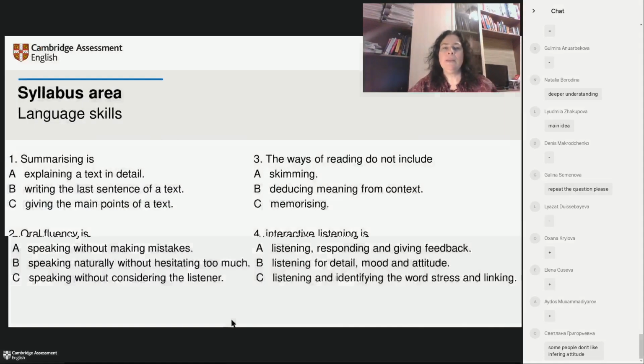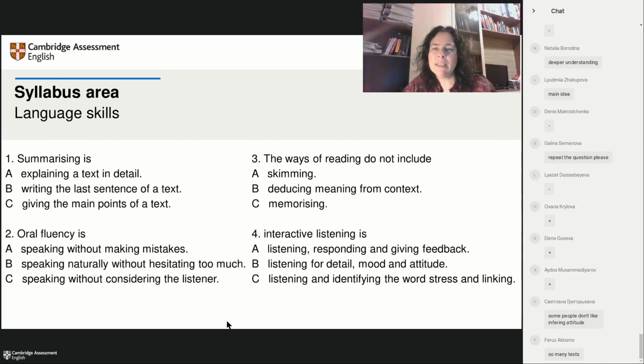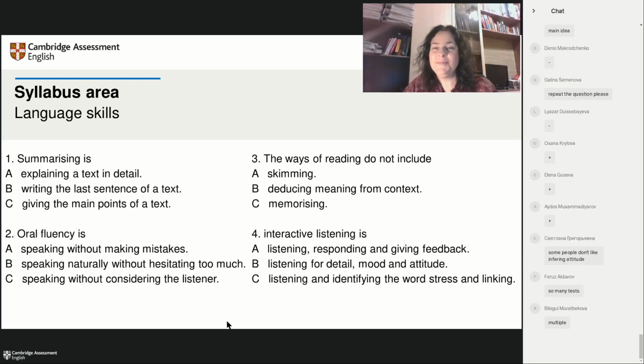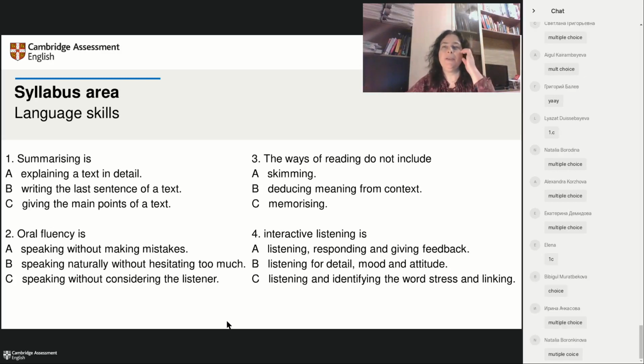Okay. Here is a sample test. So have a look. There are 4 questions. They are all what kind of tasks? What do we call this task type? So many tests. That's what you do in TKT. Yes, it's multiple choice, absolutely right.